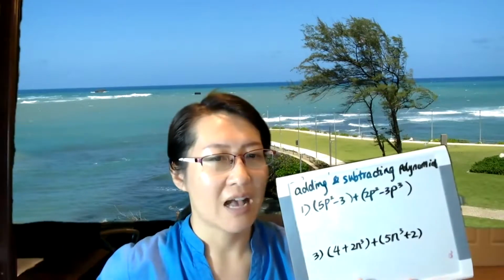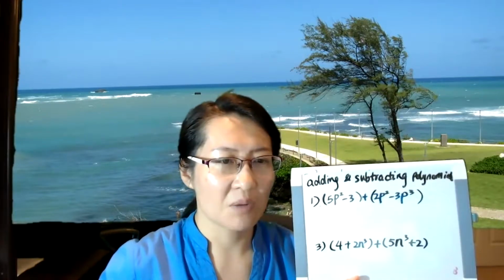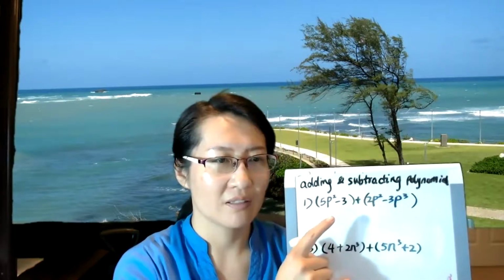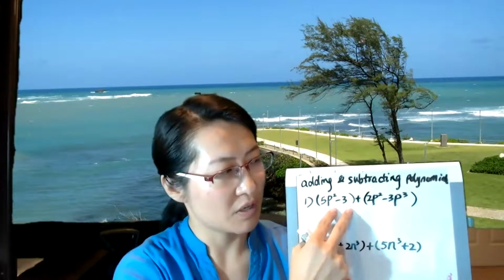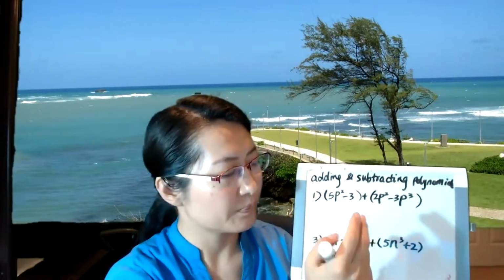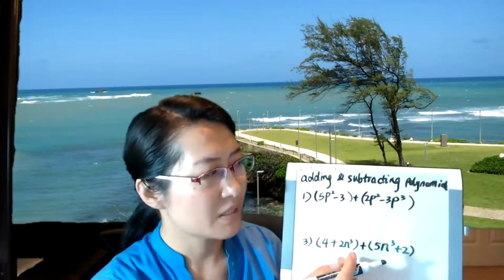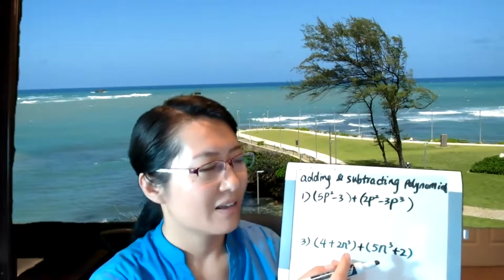Today we're going to learn adding and subtracting polynomials. So what you see on board, number one, this first polynomial is two terms, second one is also two terms. So two terms plus two terms, how to add them. I want to introduce the first way, which is the horizontal way.